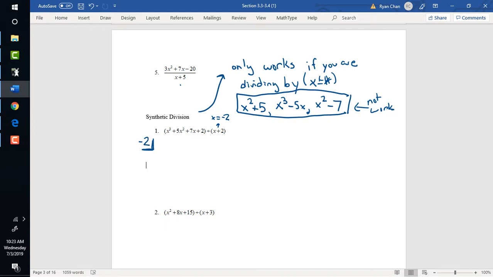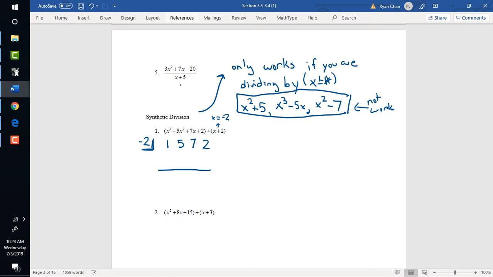So I'm going to put my x value here, -2. And then I'm going to write the coefficients, right? Coefficients, if you don't remember, is the number in front of your x. So x cubed is 1, 5x squared is 5, 7x is 7, and then 2. Okay, everyone see that? So I'm just writing the number in front of each of those degrees, from largest to smallest, okay?